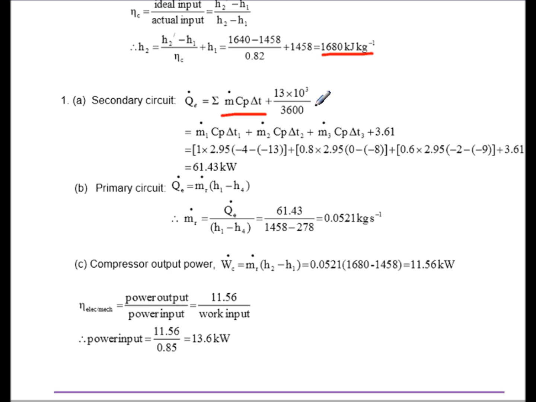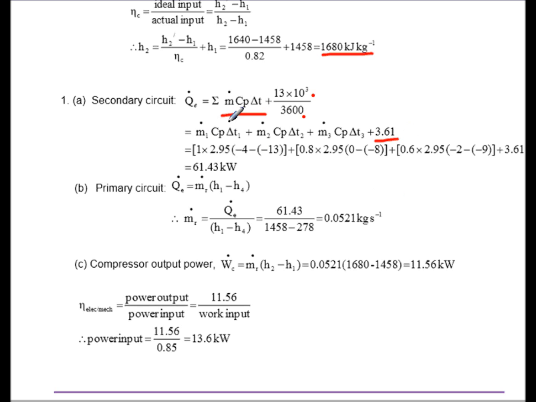So we need to change our megajoules per hour into kilojoules per second so that we're equivalent to the rest of the equation. To do that, we just change megajoules into kilojoules by multiplying by 1,000, and then change hours into seconds by dividing by 3,600, and that gives us our 3.61.